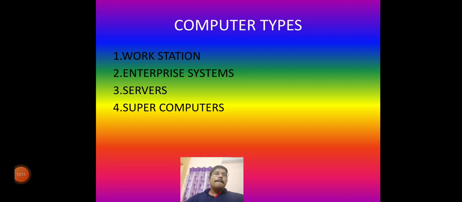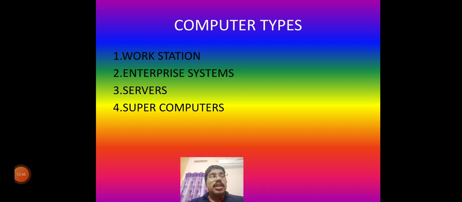So these are the basic 4 classifications of computers. First one is workstation computer, second one enterprise system, third one servers, and fourth one supercomputers. Workstation computers are used mostly for engineering purposes, mostly for designing, whatever the designing may be, whether it is AutoCAD or ECAD, which you have learned now, or construction plans for civil engineering, whatever it may be.